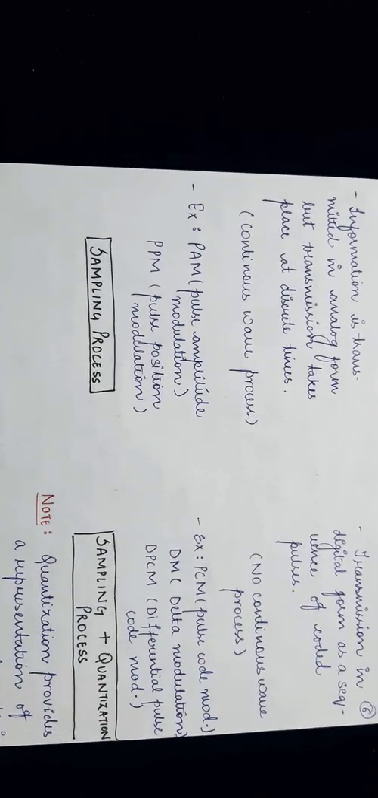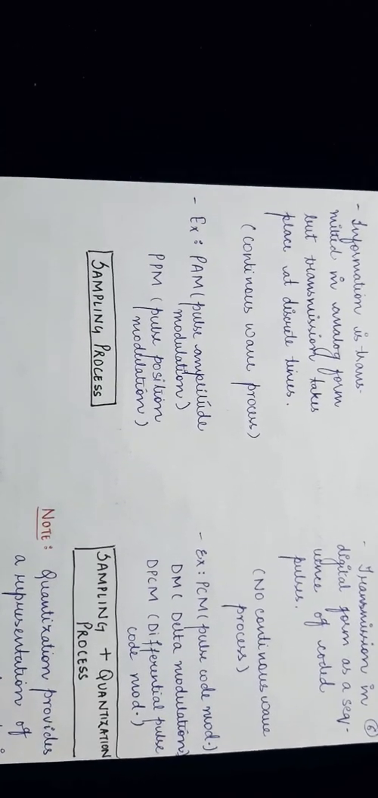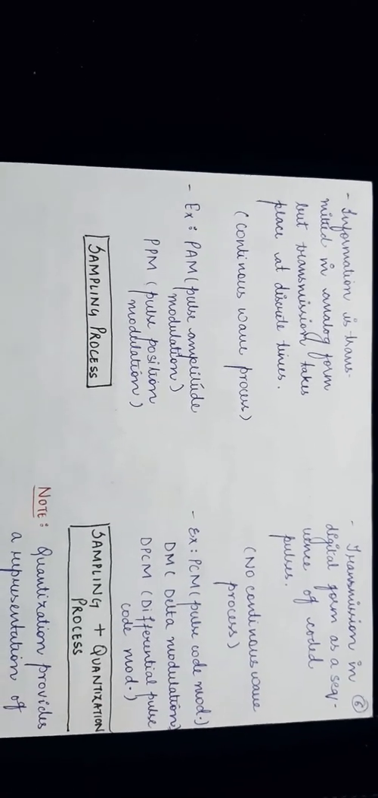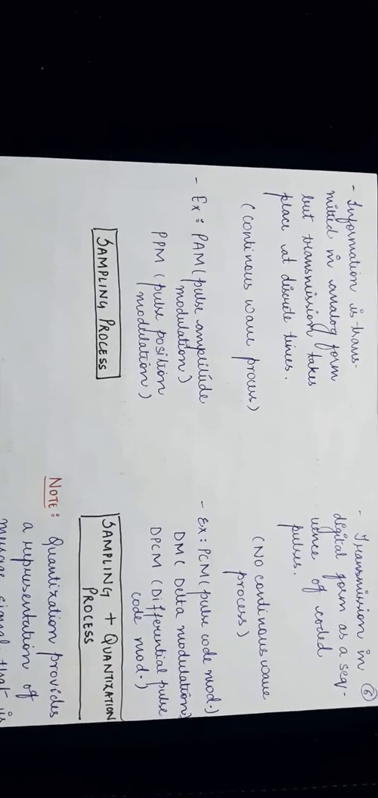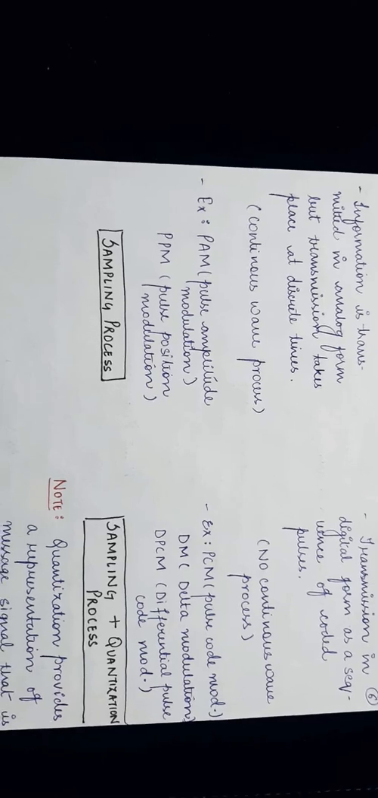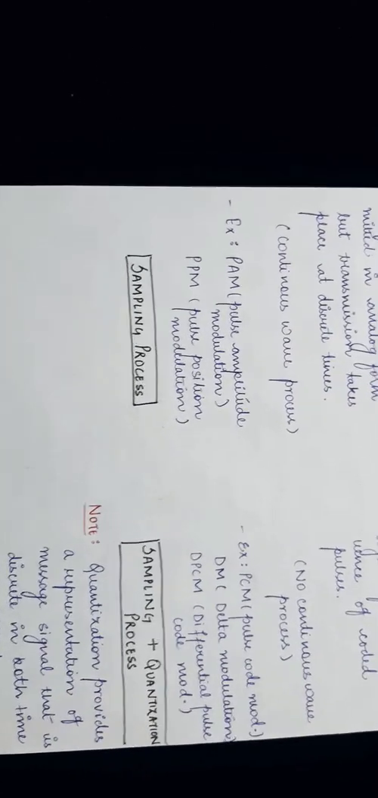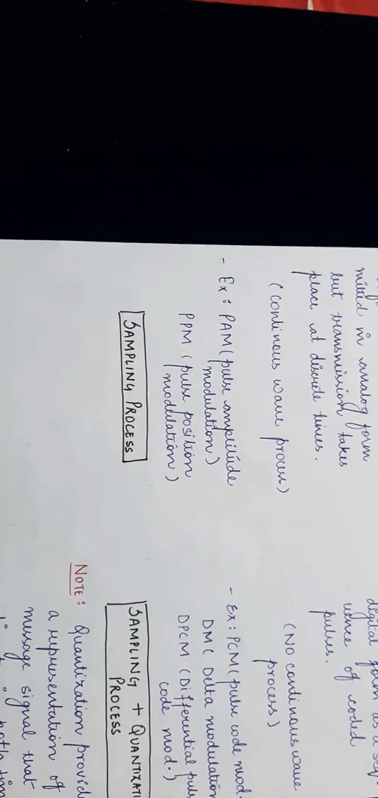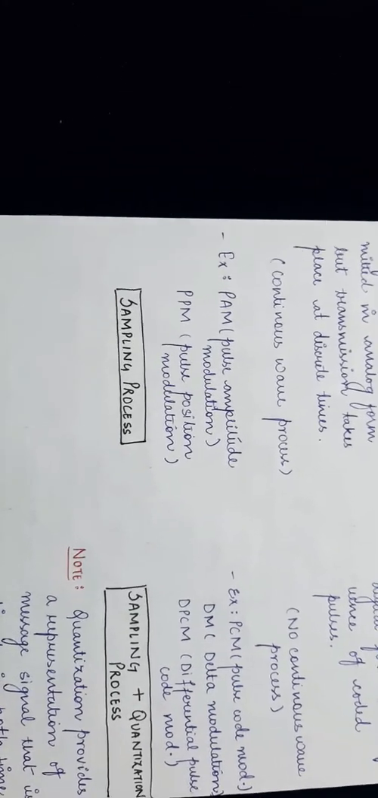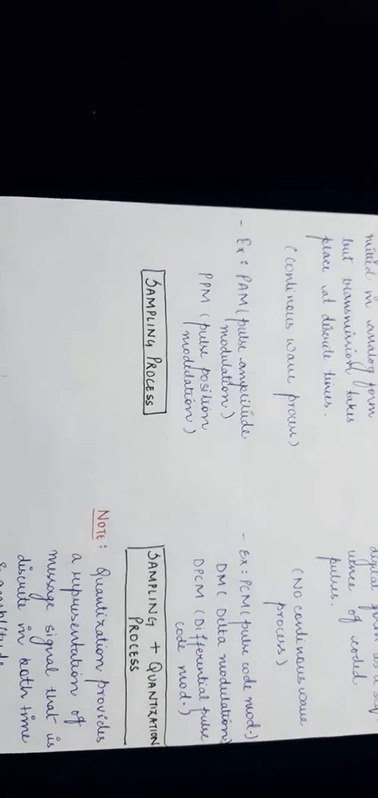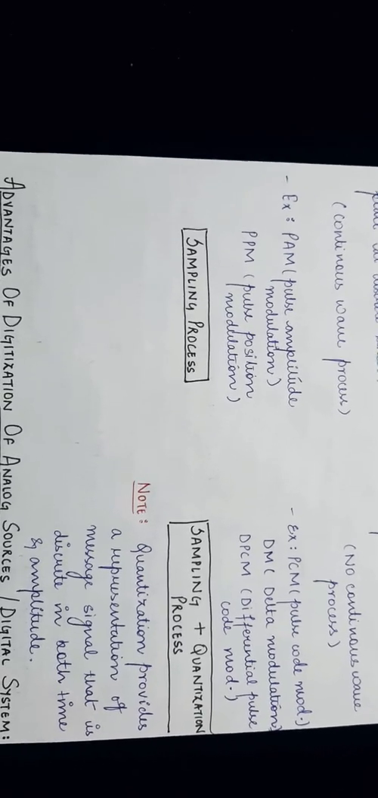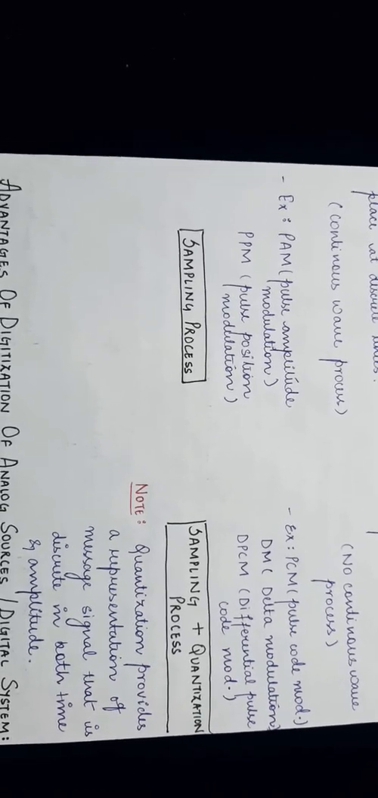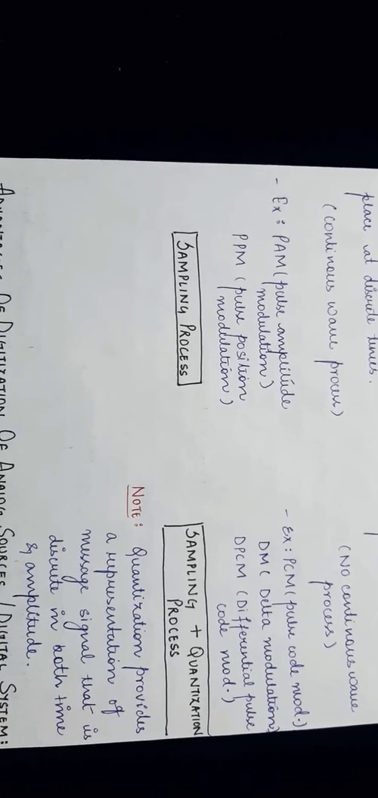Coming on to the next point, information is transmitted in analog form but transmission takes place at discrete times, that is, it is a continuous wave process. While in digital, the transmission is in digital form as a sequence of coded pulses, with no continuous wave process. Examples of analog are PAM, that is pulse amplitude modulation, and PPM, that is pulse position modulation. Coming on to examples of digital, the first one is PCM, that is pulse code modulation, second is DM, delta modulation, and third is DPCM, differential pulse code modulation.